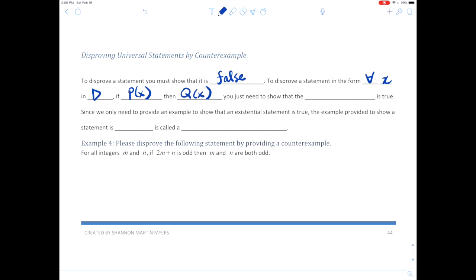So we need to show that the negation is true. There exists at least one that makes it a false statement. It makes the conclusion false. So you just need to show that that negation is true. And remember, a negation of a for any is a there exists. So since we only need to provide an example to show that an existential statement is true, the example provided to show a statement is false is called a counterexample.